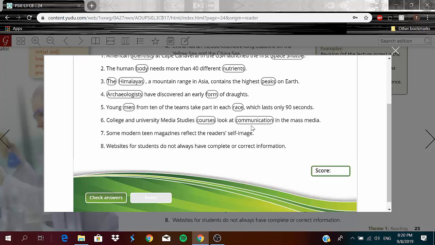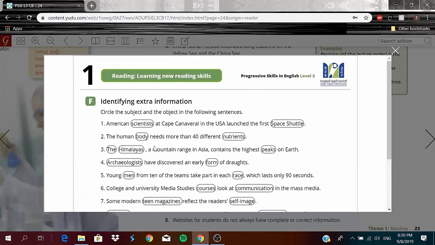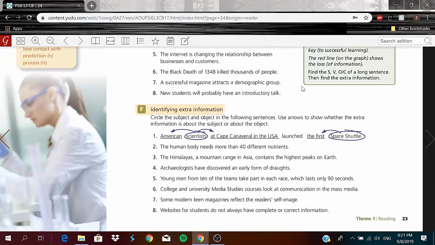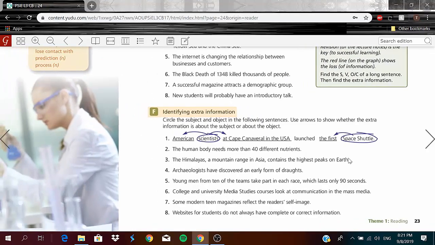7. Some modern teen magazines reflect the reader's self-image. Magazines, all right, so teen magazines, okay, reflect the reader's, we'll say self-image, okay? Then we have, finally, 8. Websites for students do not always have complete or correct information. We'll say websites, right, and information. So that was exercise F, and we circled the subjects and the objects in the different sentences. Okay? What else do we have? Yeah, I think that's about it. So now let's move to the next page.